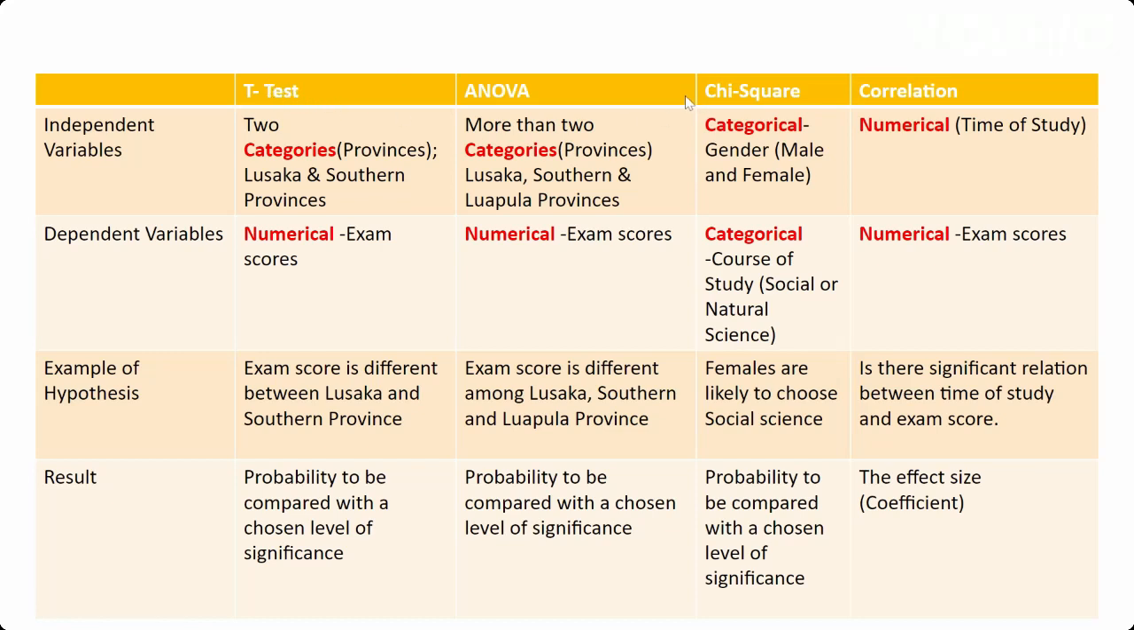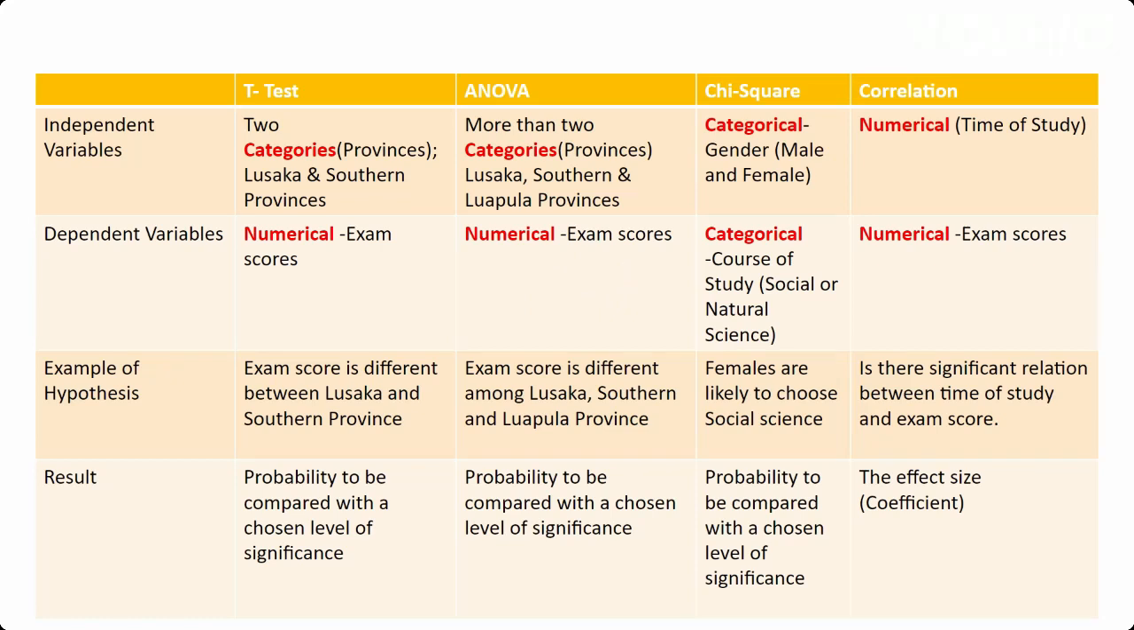These are your test statistics and when to use them. In the example I gave earlier in your inferential statistics, you use a t-test when you have two categories. Then you also use a t-test when your dependent variable is numeric, for example, exam score. Again, you use ANOVA when you have more than two categories. For example, we had provinces: Lusaka, Southern, Copperbelt provinces. Then we used ANOVA when our dependent variable was numeric.